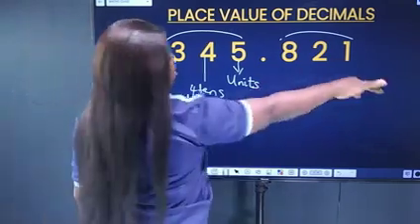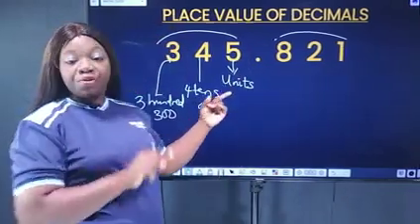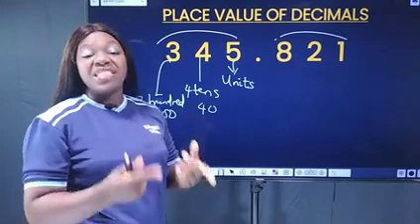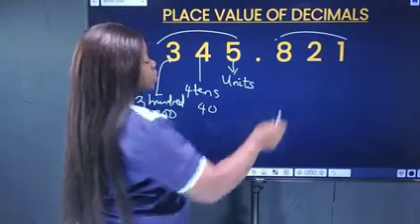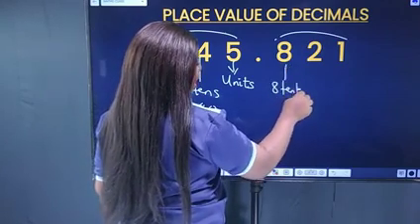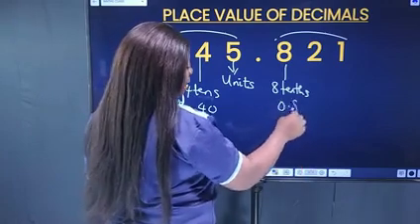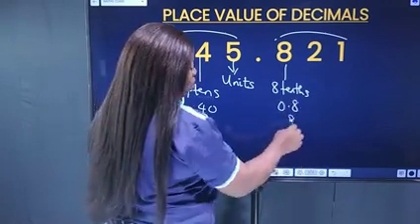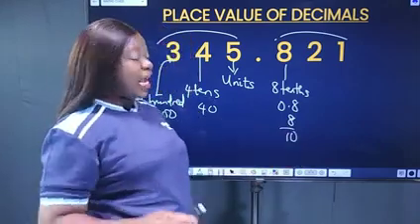Now, for the decimal numbers, from the decimal point to the right hand side, we don't start from units. We start from tenths, and the word tenths ends with THS. So the first digit here represents tenths. So this is known as 8 tenths. Another way to write 8 tenths is 0.8 or 8 over 10. So these are the 3 different ways you can write 8 tenths.